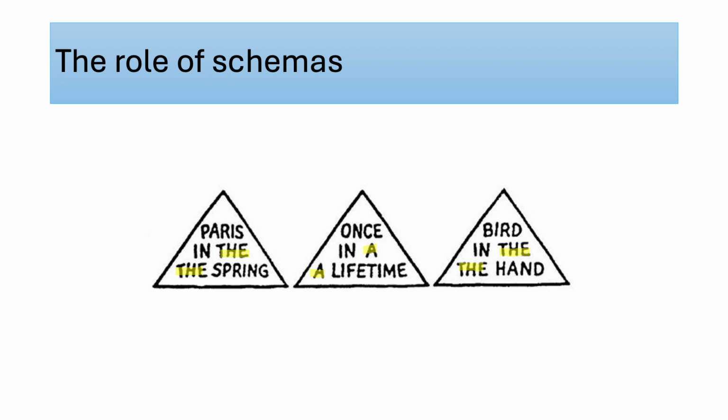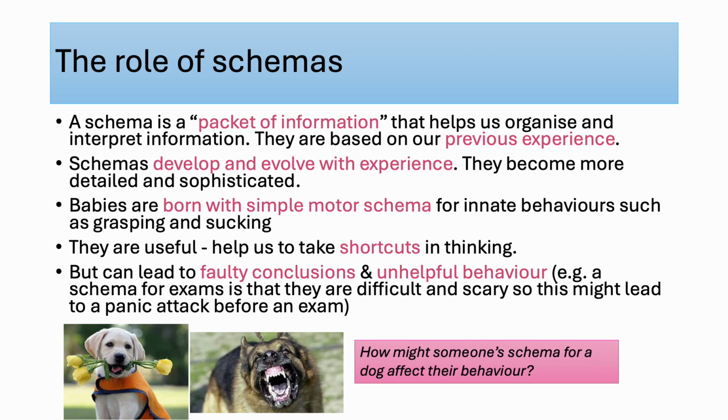Schemas can be very useful because they allow us to process information very quickly. So you might have been able to read those 3 sentences very, very quickly. However, they do cause us to make faulty conclusions and can lead to some quite unhelpful behaviour. So let's have a look at schemas in a bit more detail. A schema, by definition, is a packet of information. It's a mental blueprint. It's what we use to organise and interpret information about the world.